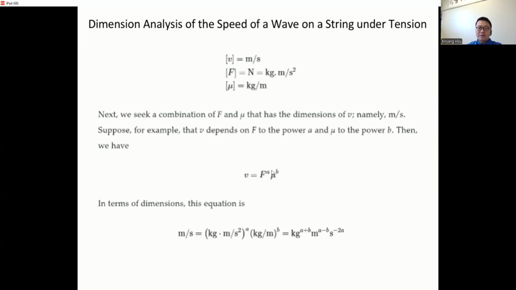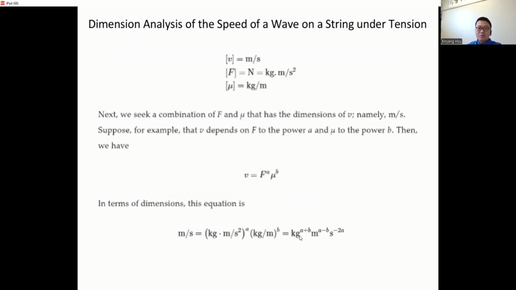Then we can look at the dimensions of these three quantities and figure out the a and b parameters. Meters per second for the speed should be equal to kilogram meters over second squared to the a power, times kilogram over meter to the b power. On the right-hand side, you can see kilogram to the a times kilogram to the b, which gives kilogram to the a plus b. Then meters to the a, and meters is in the denominator for the b, so meters to the a minus b. And for seconds, we have minus 2a because it's in the denominator.